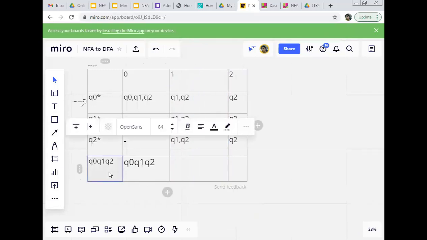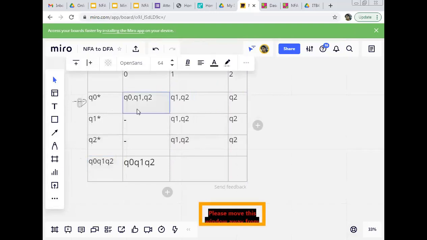Is there any doubt why we have taken this Q0, Q1, Q2 here? Students, do you have any doubt why we have taken Q0, Q1, Q2? What we are doing is, whatever the states because of which there is NFA, we combine them and take them as a single new state. So we have combined the Qs. Because of this, we have NFA here, right? So we combine this and take it as a new state. Okay, now Q0, Q1, Q2.